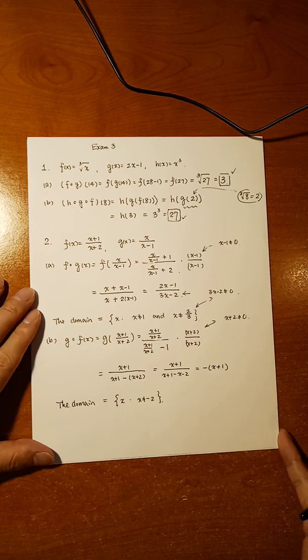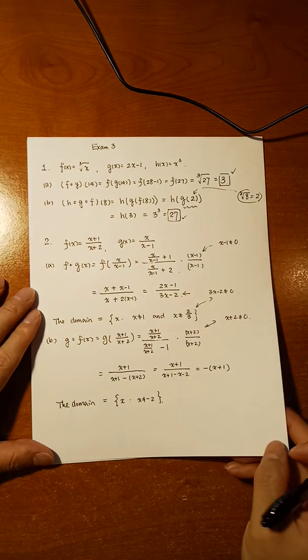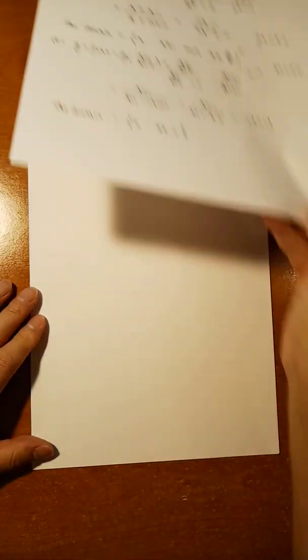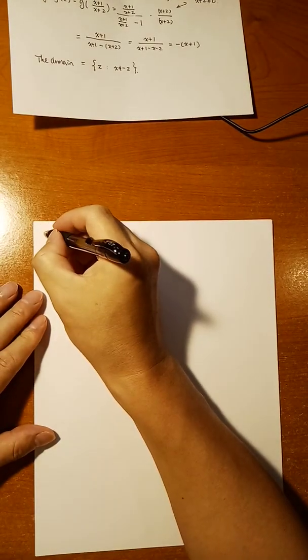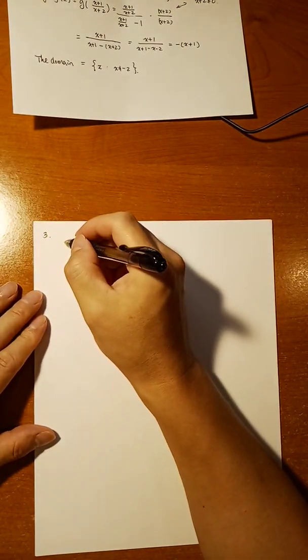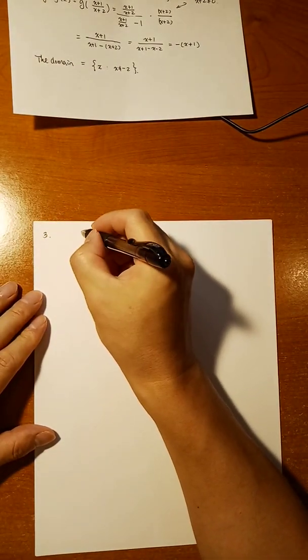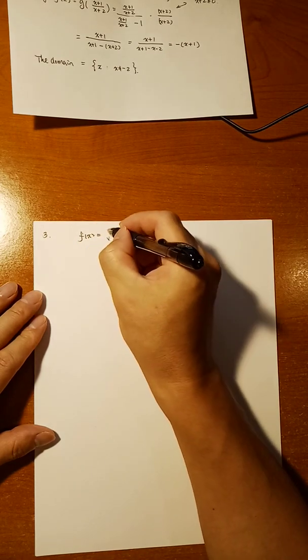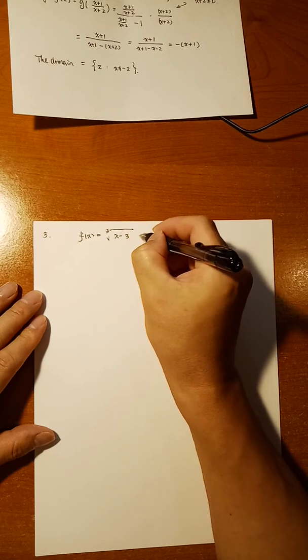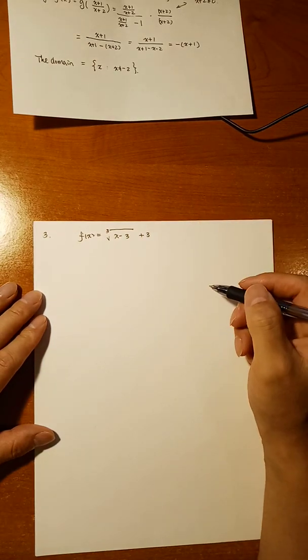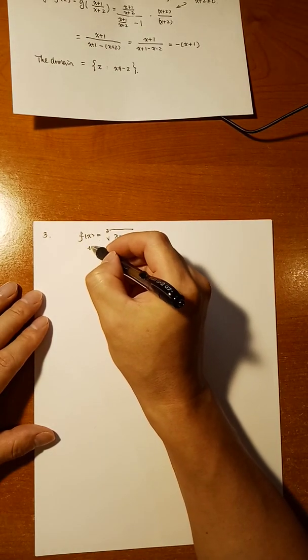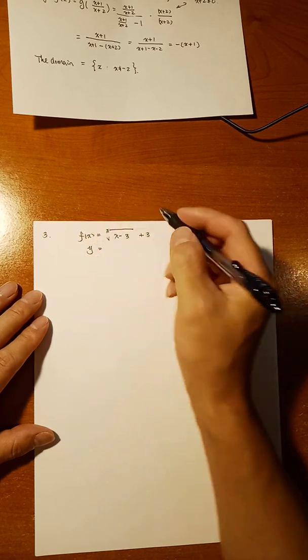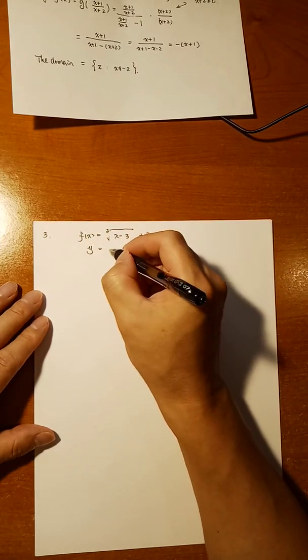Now let's see the third problem. Third problem, we are looking for the inverse function of a function f(x) equal to the cube root of x minus 3, plus 3. So to find the inverse function, first we're going to name f(x) by y.